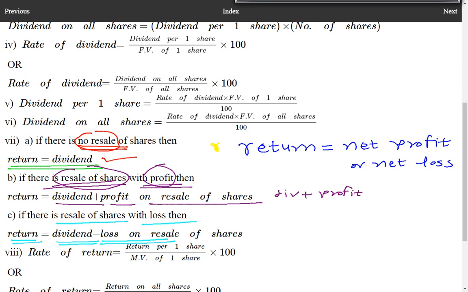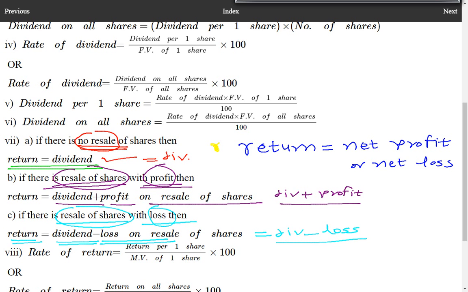So in first case, return is equal to dividend. In second case, return is equal to dividend plus profit. In third case, return is equal to dividend minus loss. The third case is resale of shares with loss. So return is equal to dividend minus loss in third case.